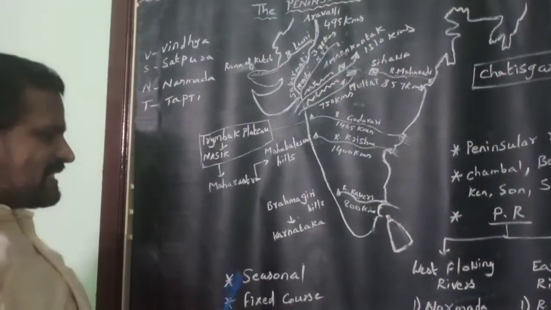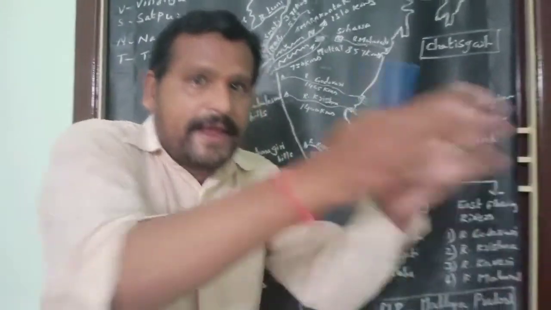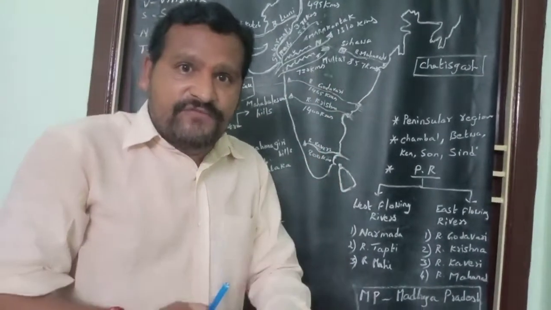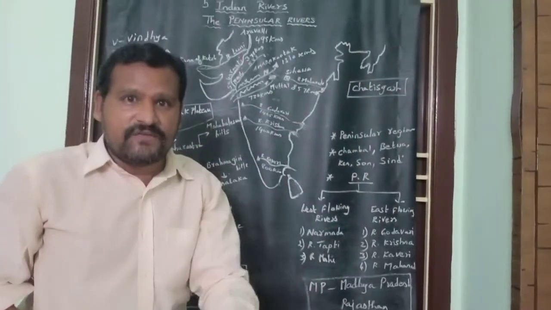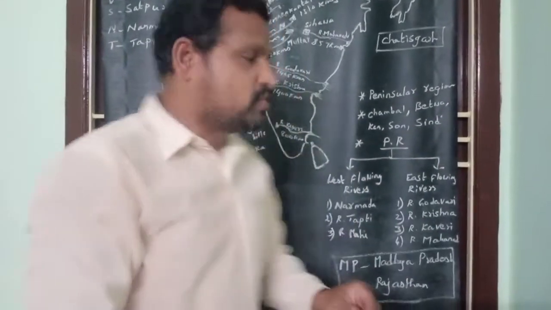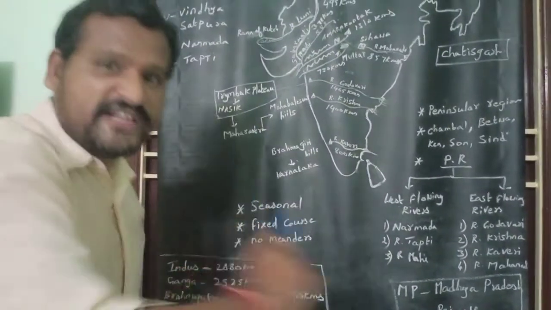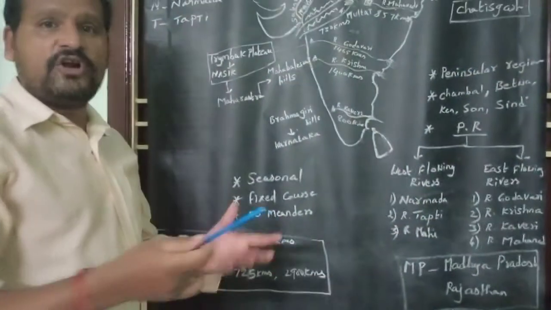These peninsular rivers are characterized by a fixed course. Means peninsular rivers flow in a fixed way. Due to heavy rainfall, though the water in the peninsular river rises, it does not flow in a new channel or flow like a snake. So the peninsular river flows in a fixed way, and they don't have meanders.